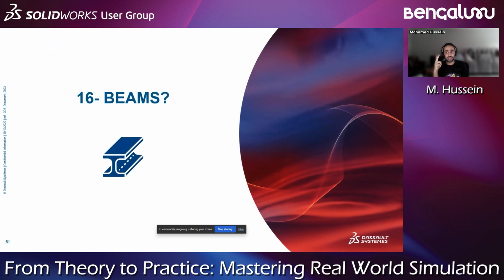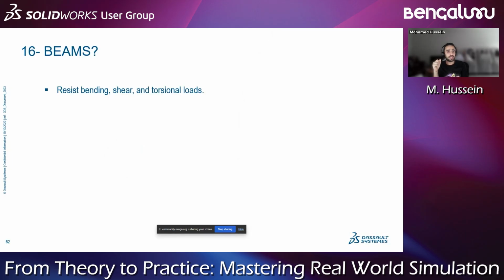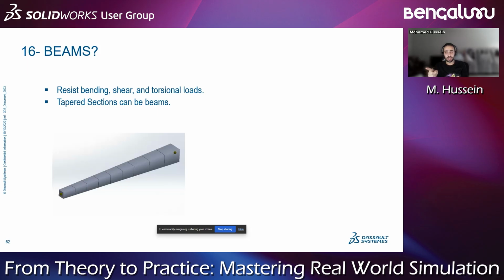Moving forward, we have beams. Beams are the same as trusses, however they can resist bending, shear, and torsional loads. They can be tapered sections, but trusses cannot be tapered sections. So this one can be considered a tapered section. And if you decide to make it in a more refined size, you can use it like the picture on the right hand side.